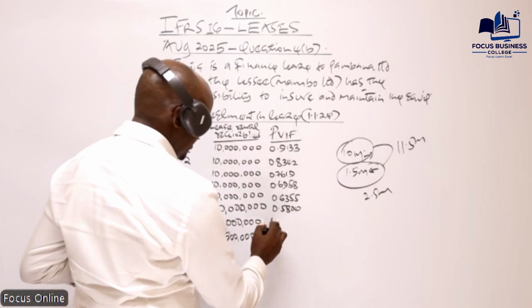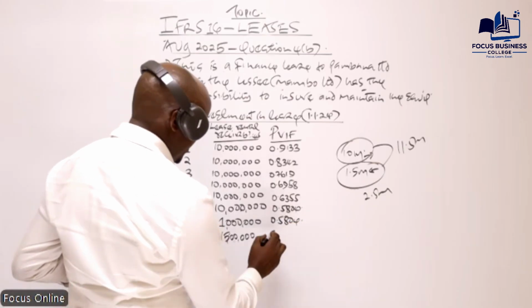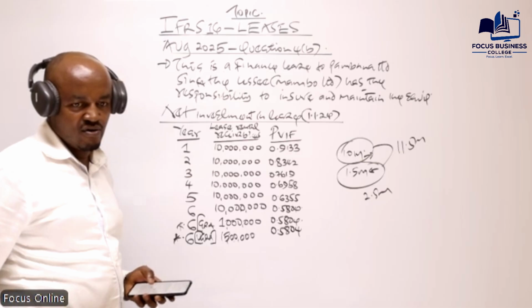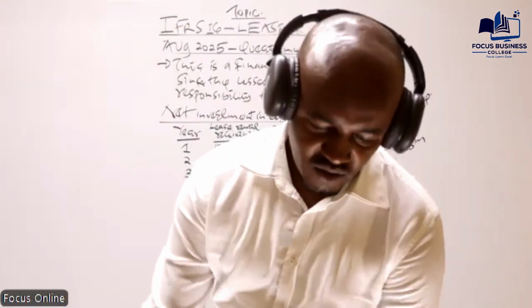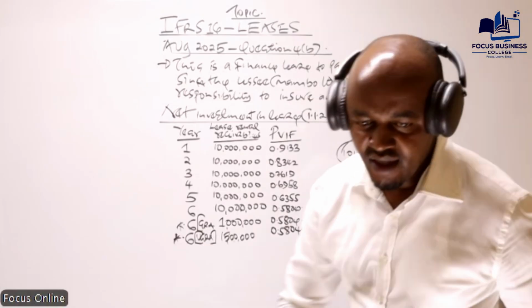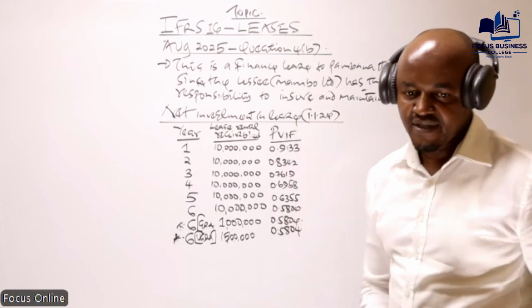We are going to use this present value interest factor, 0.5804. Sawa? Yes. So having those particular values, then we need to proceed and we get the present values.